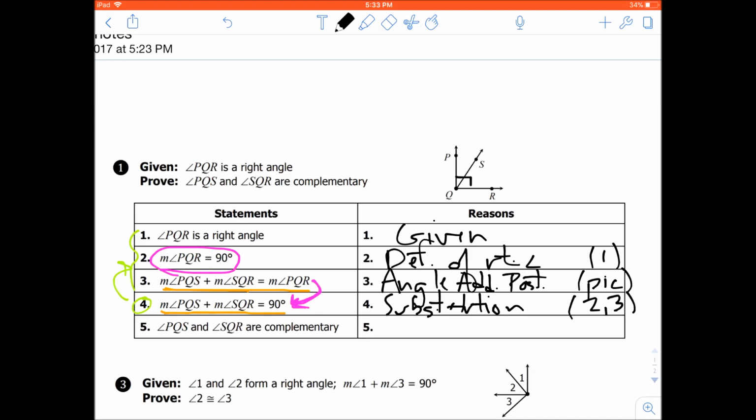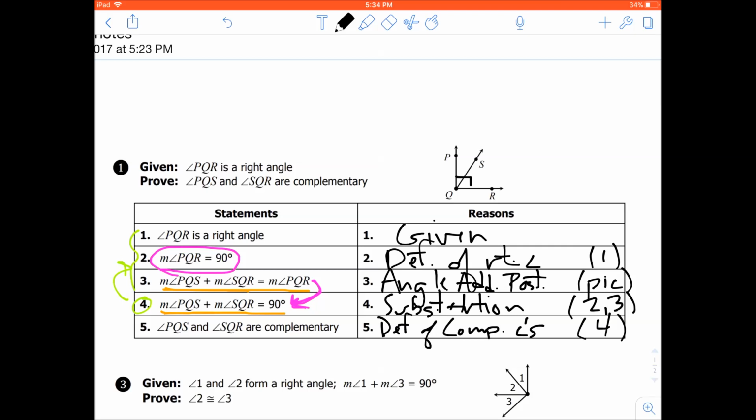And in the previous step right here, I'll circle it so we're all on the same boat, we said the 2 angles add up to 90 degrees. Now we're saying those same 2 angles are complementary. And the way we go from one to the other there is just called the definition of complementary. So I'm going to abbreviate definition of complementary angles. And which previous step did we look at? We looked back to step 4.